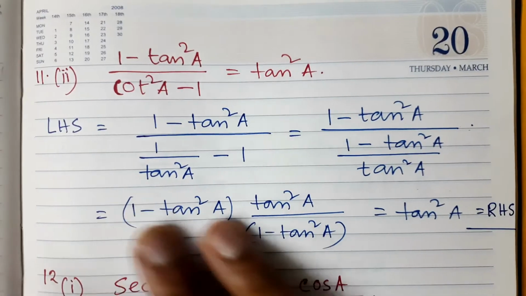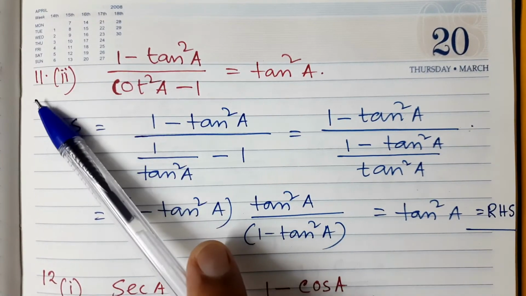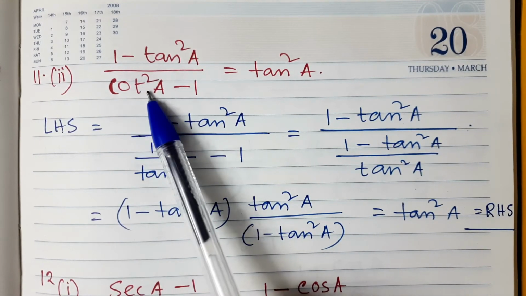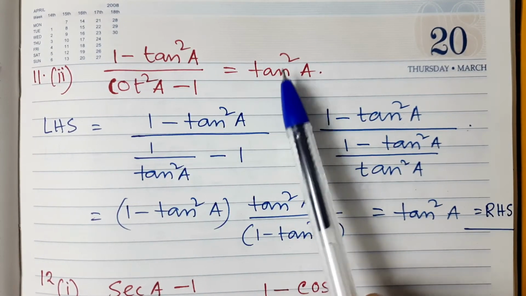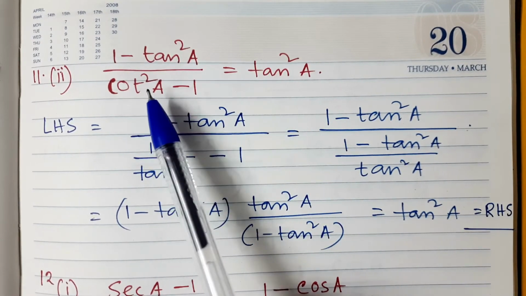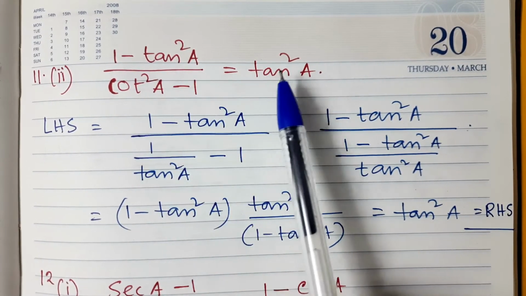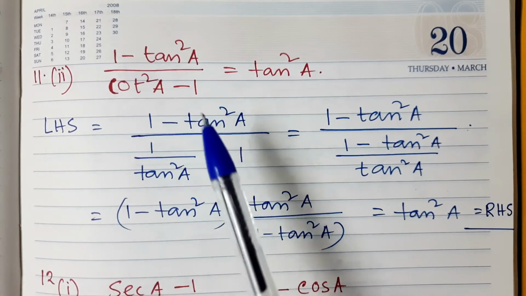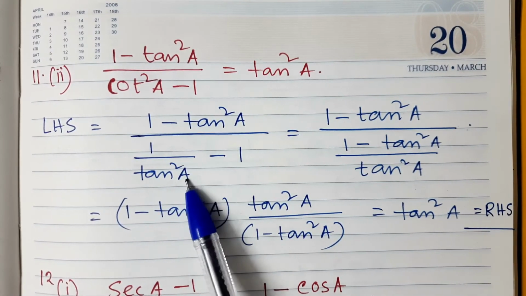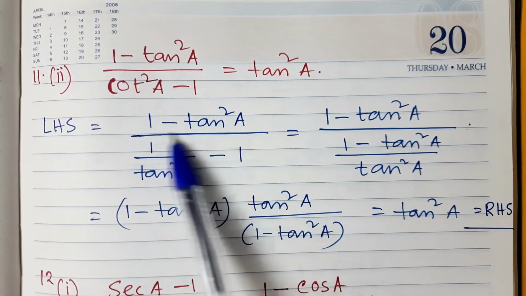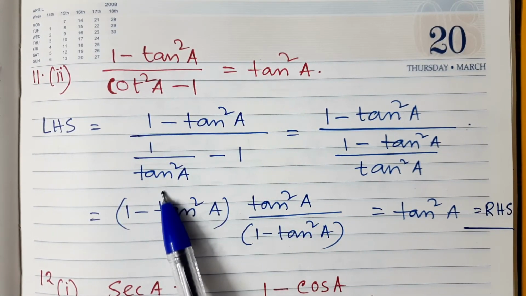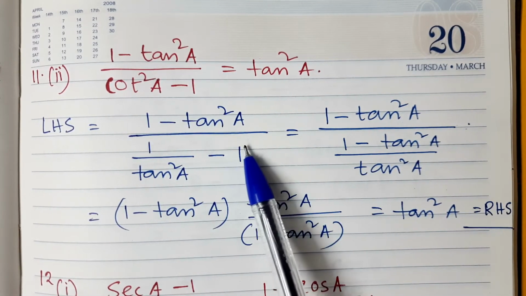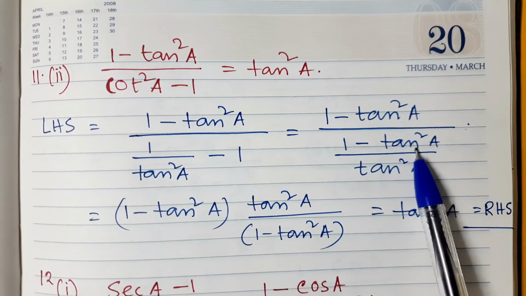Now this is part 2 of problem number 11. Here you see no cot is present in the right hand side. So I will write this cot in terms of tan, because only tan square A is present in the right hand side. So writing it as 1 by tan square A, and the numerator is same. It is 1 by tan square A because cot square A was there. Now do the LCM. So it is 1 minus tan square A.